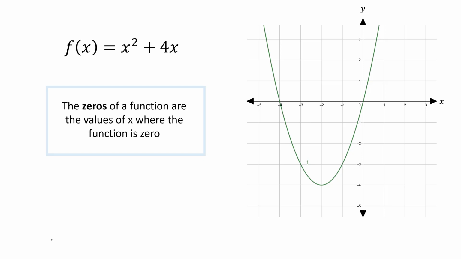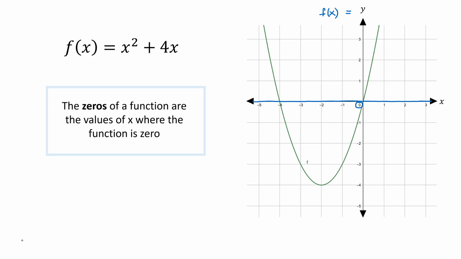The value of the function, f of x, is given in the y-axis. Remember that the value of f of x is the same as the value of y in the graph. Therefore, the function is 0 when the value of y is 0. And we know that y is 0 in the x-axis. That means that the zeros of a function are the points where the graph crosses the x-axis.